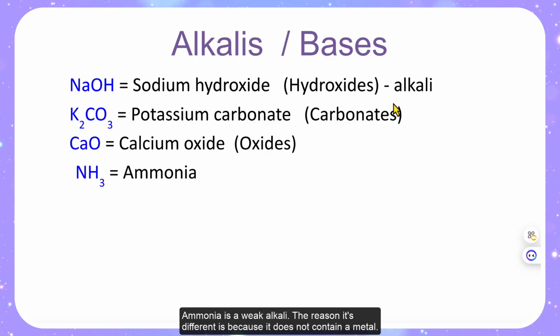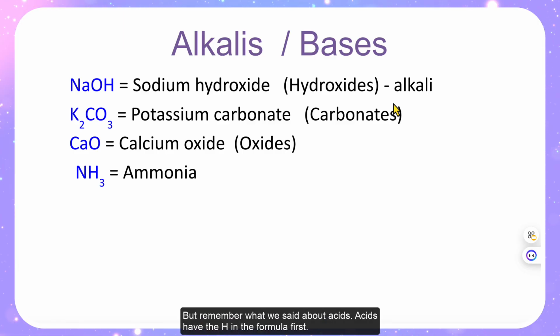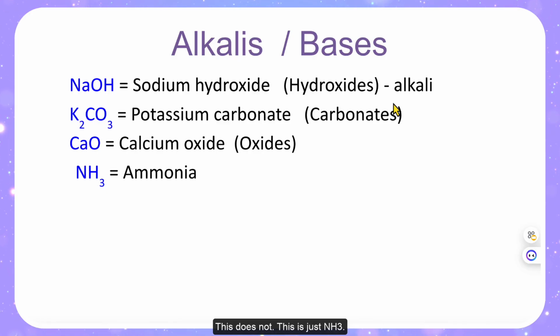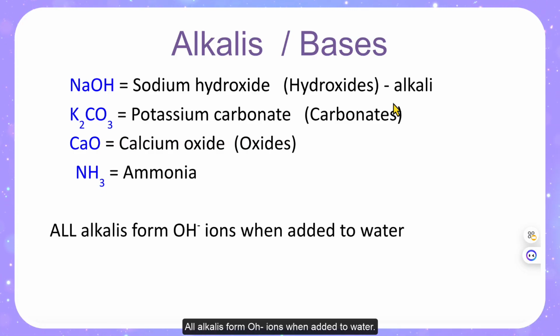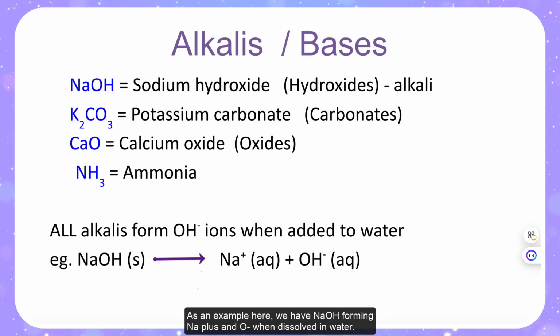The reason it's different is because it does not contain a metal. But remember what we said about acids. Acids have the H in the formula first. This does not. This is just NH3. It doesn't contain a metal, but it's still a base. All alkalis form OH- ions when added to water. As an example here, we have NaOH forming Na+ and OH- when dissolved in water.